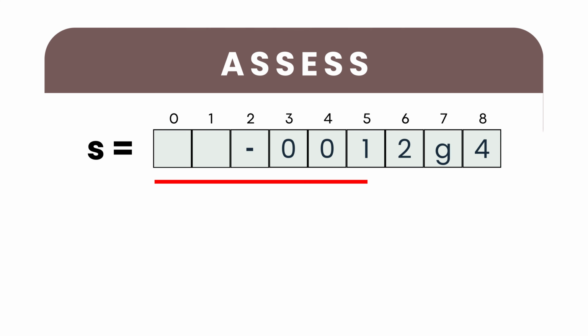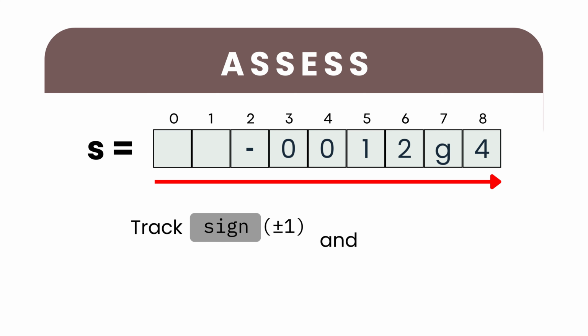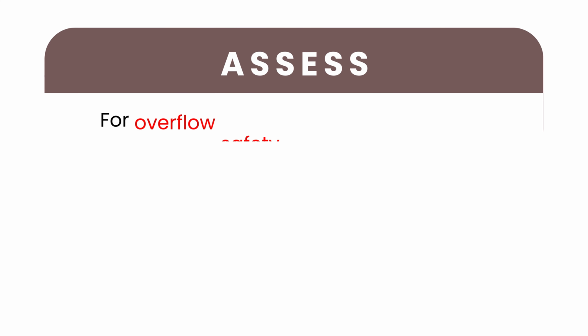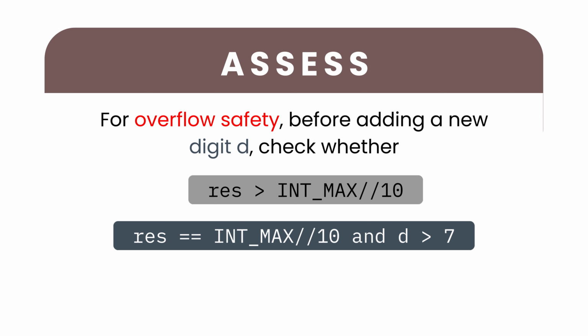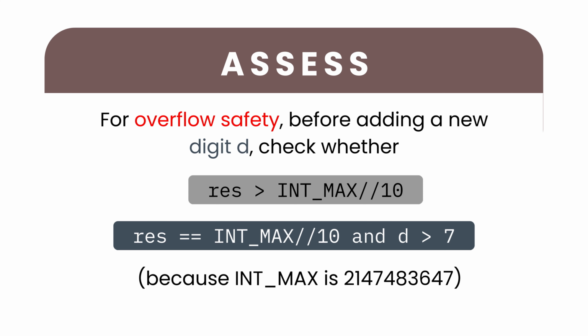Approach. We'll do a single left-to-right pass with index i. Track sign, plus or minus 1, and res, the number. For overflow safety, before adding a new digit d, check whether res is greater than int_max//10, or res equals int_max//10 and d is greater than 7. Because int_max is 2,147,483,647. This runs in O(n) time and O(1) space.